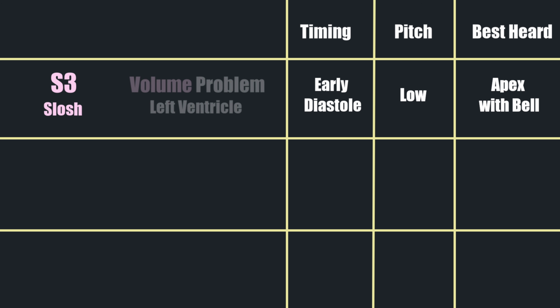It is a volume problem. There's too much volume. So the ventricle already had a lot of blood sitting inside it. Then the mitral valve opens up at the start of diastole and more blood rushes in really quickly. So too much volume arriving too fast, and you get this sloshy little extra heart sound. So S3 is a volume overload problem.